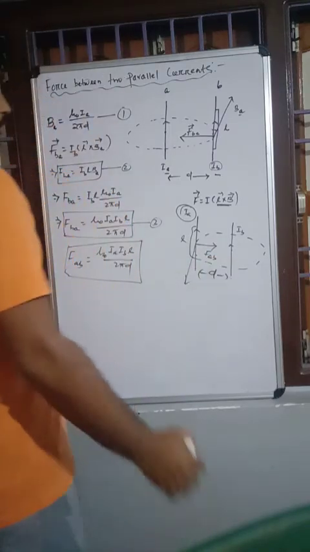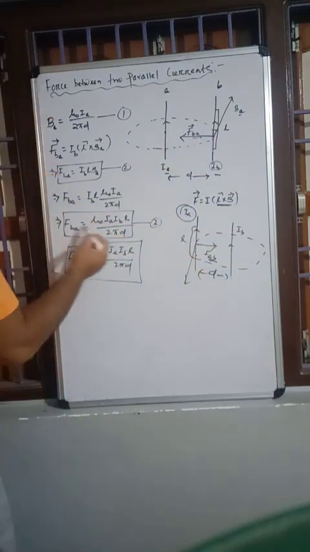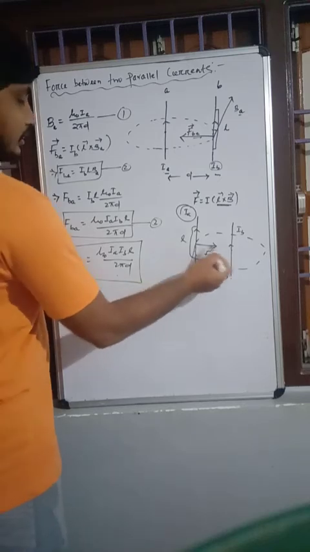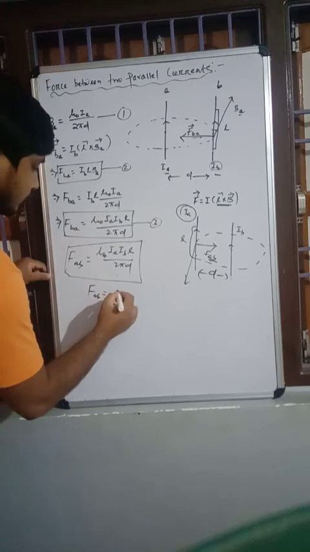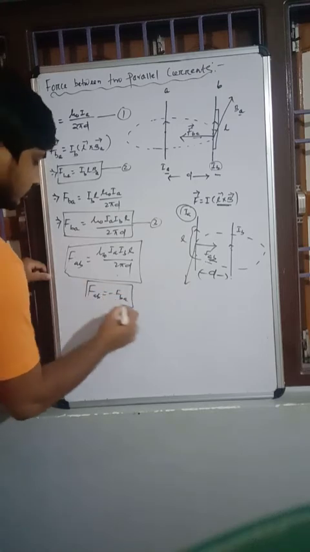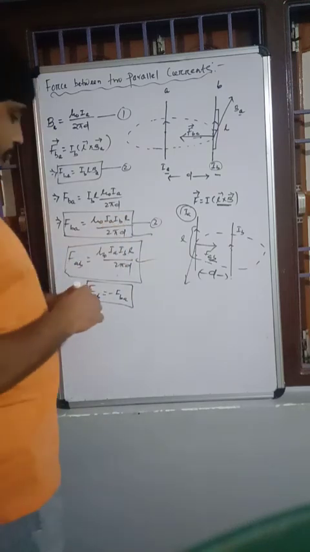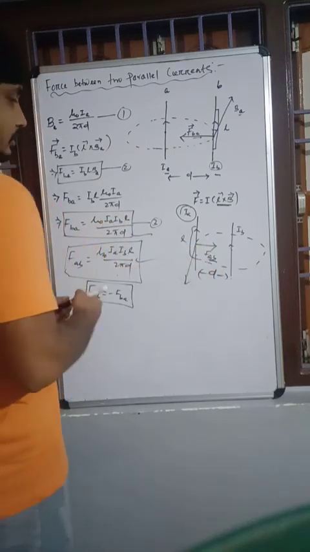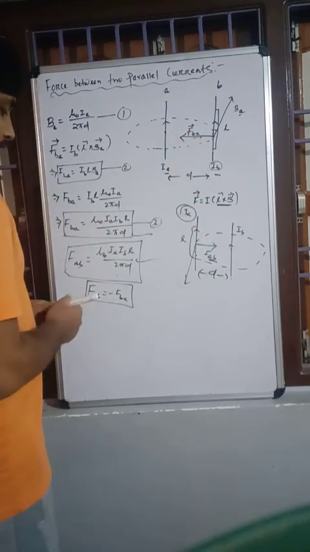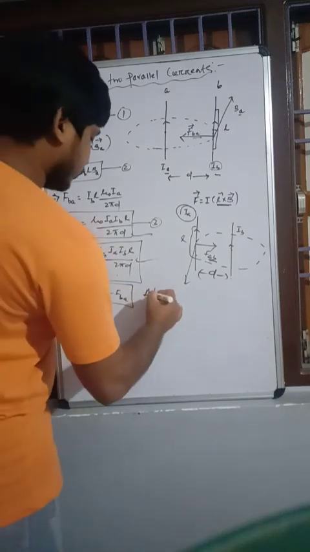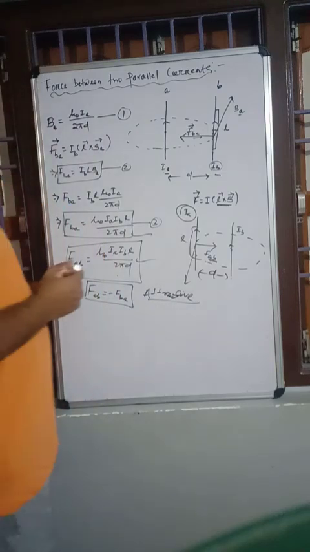FAB, and you can see that FBA and FAB are equal in magnitude but the direction is opposite. That means I can say that FAB is equal to minus FBA. Both will have the same expression of the force. Magnitude will be the same. Direction will be opposite. Hence, in this case, the currents are flowing in the same direction. The nature of the force will be attractive. Here, the nature of the force is attractive.